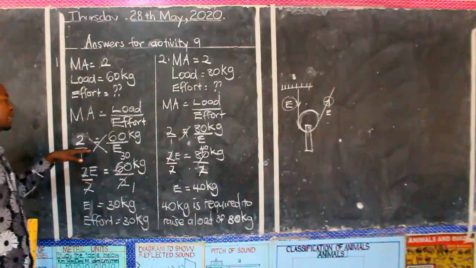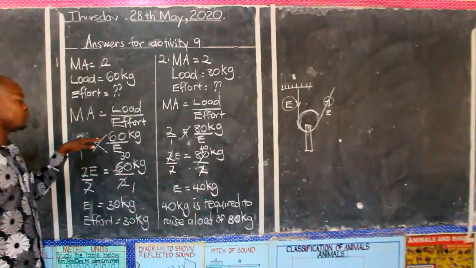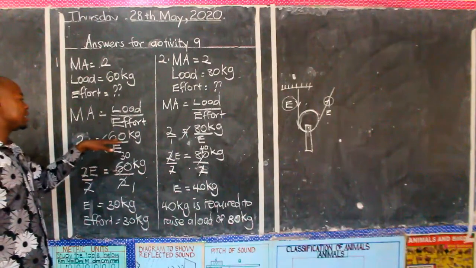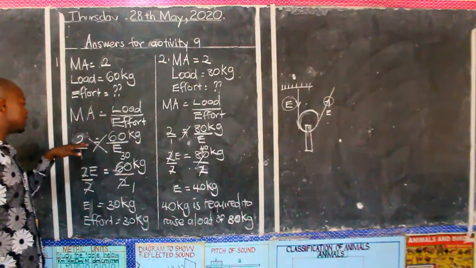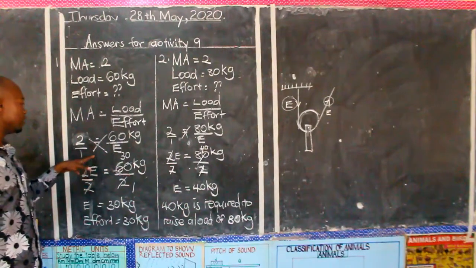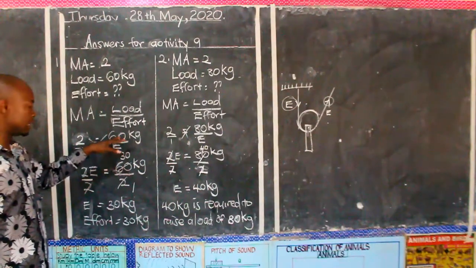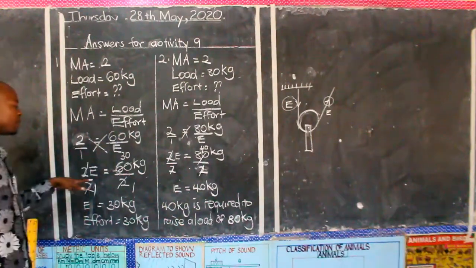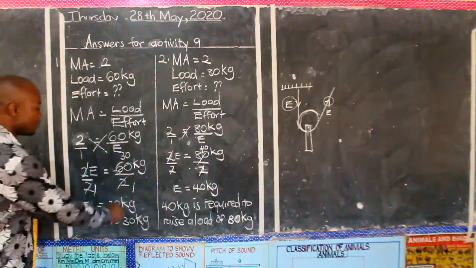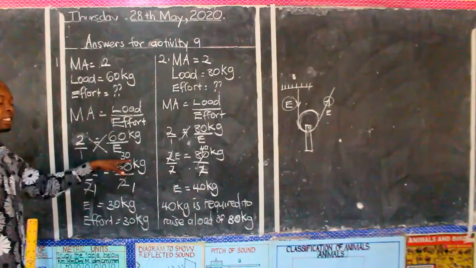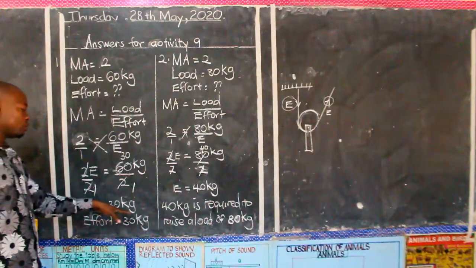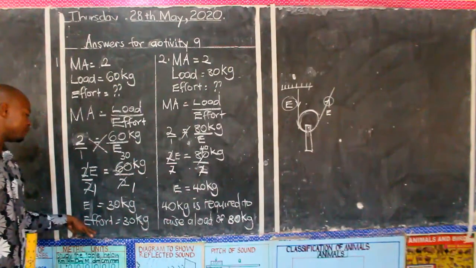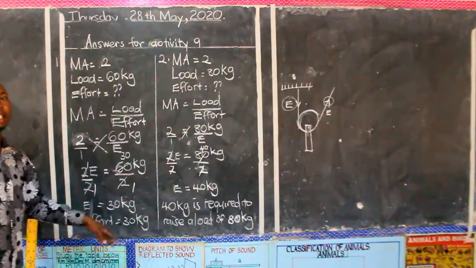And therefore we shall get the answer through cross multiplication. We shall get 2 out of 1, 60 out of E, then cross multiply to get 2 times E, we shall get 2E, and 1 times 60, we shall get 60 kilograms. And when we divide by 2 on both sides, we get 1 E, and 60 divided by 2 gives 30, meaning E is equal to 30 kilograms. But I have said we look for effort. We shall say therefore effort is equal to 30 kilograms.